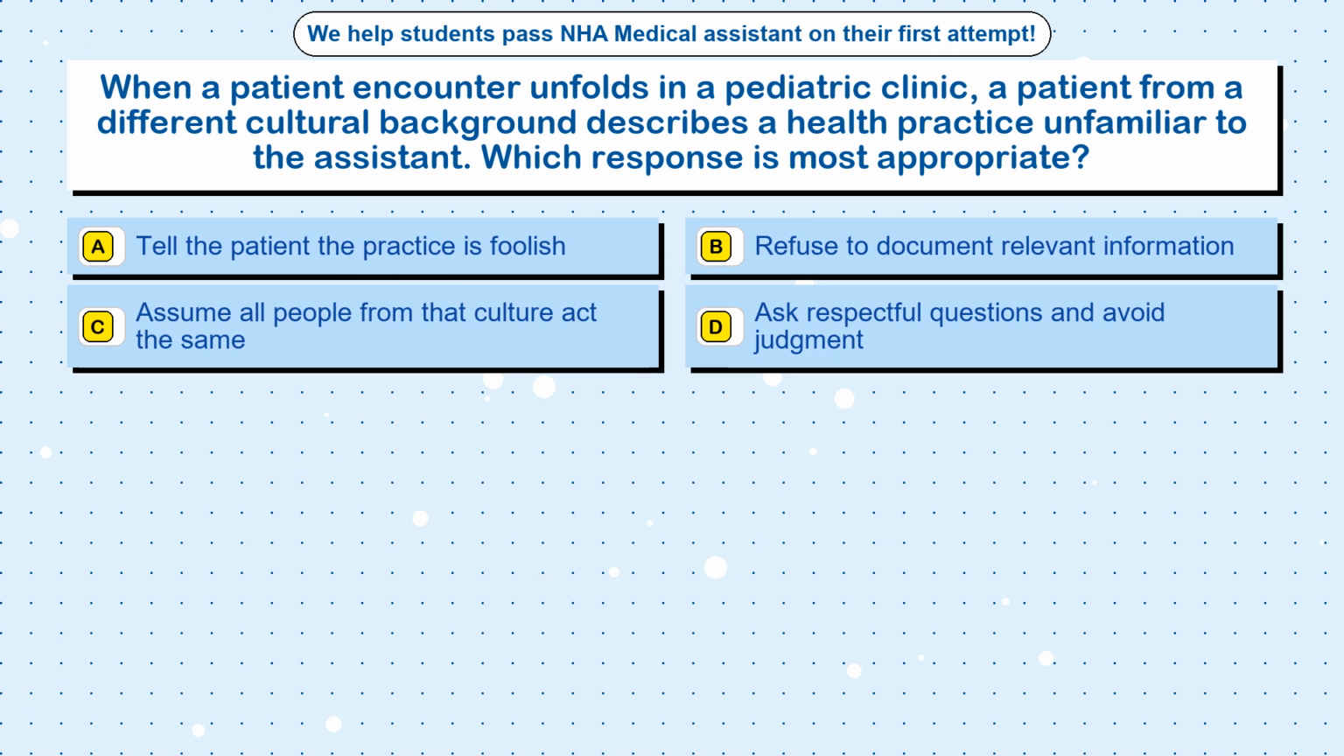Question 5. When a patient encounter unfolds in a pediatric clinic, a patient from a different cultural background describes a health practice unfamiliar to the assistant. Which response is most appropriate? Option A. Tell the patient the practice is foolish. Option B. Refuse to document relevant information. Option C. Assume all people from that culture act the same. Option D. Ask respectful questions and avoid judgment.